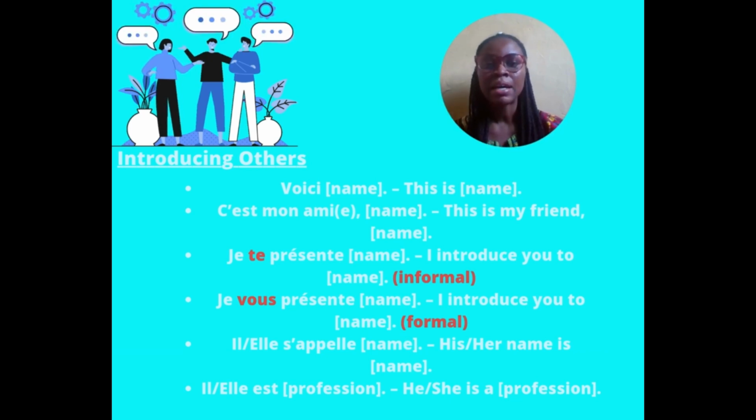Voila. Now, you're trying to say straight up his or her name is. Il s'appelle John. Elle s'appelle Marie. Il s'appelle Marc. Elle s'appelle Sylvie. Elle s'appelle, so elle for female, il for male. And then finally, il est, elle est for professions. He is, she is.